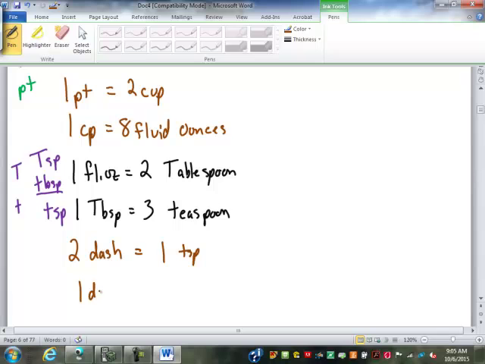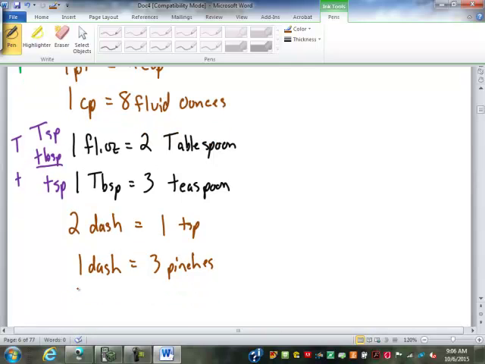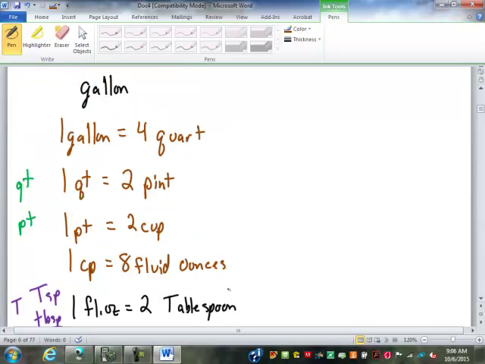Smaller than a dash, there are 3 pinches in a dash. Again, I won't quiz you on these. Smaller than a pinch, there are 2 smidgens. Now, a pinch was literally you tuck your fingers in and you pinched a powdered substance, and whatever you got between your fingers was a pinch. A smidgen, now this one's a little nasty, I think. You put your finger in there, whatever stuck to your finger was a smidgen. So the person with sweaty fingers had big smidgens, I guess. Yeah. Everyone wants to think of the chef having sweaty fingers, right?